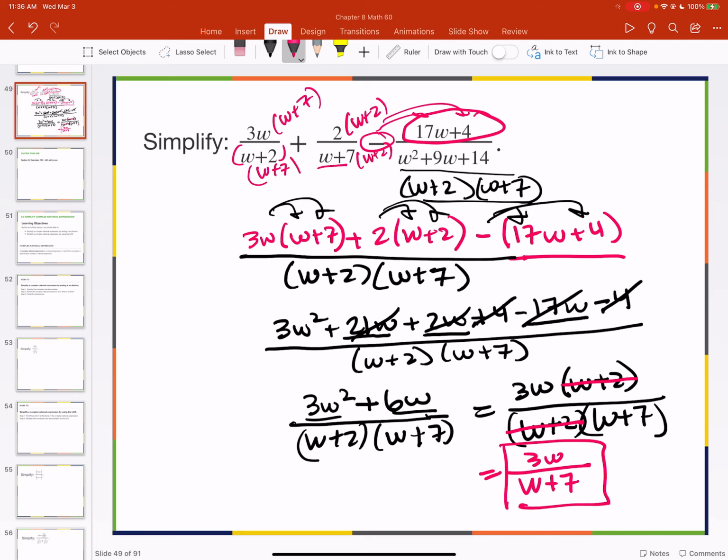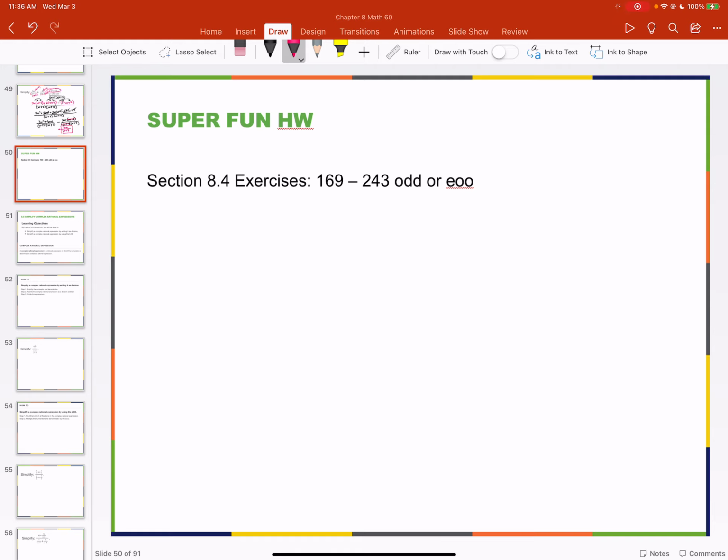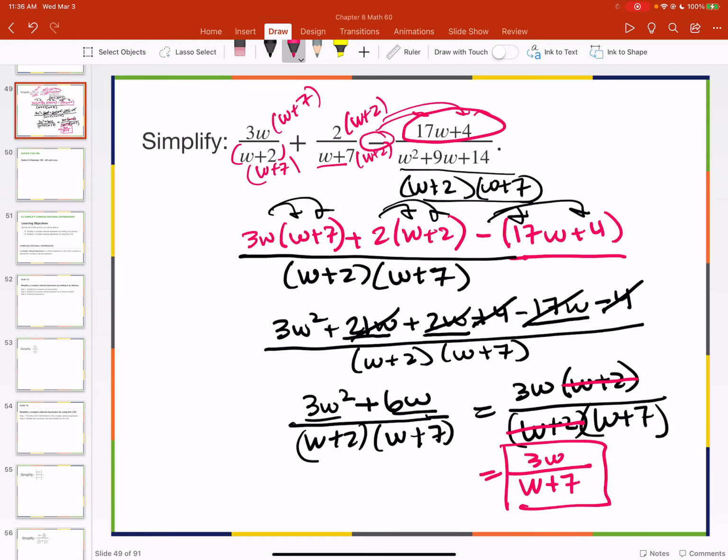Okay, so that's it for this section. Oh, sorry, let me go ahead and show that to you again. 3W over W plus 7.